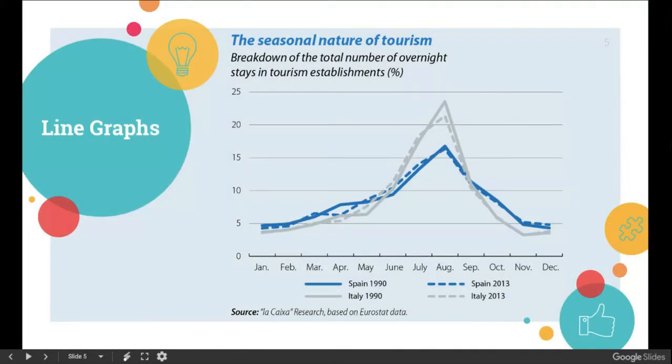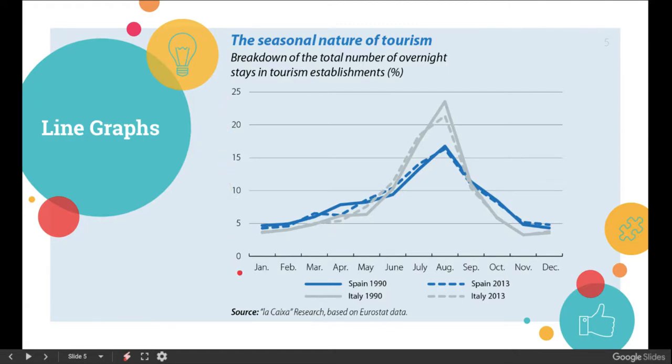So let's take a look at an example line graph. If you take a look at this line graph right here, the first thing you want to do is read the title. When we look up here, it says the seasonal nature of tourism, and then it says breakdown of total overnight stays in tourism establishments by percent. All right, so if you take a look at the left-hand column, the vertical axis right here on the line graph, it shows you the percent, 5% to 25% of overnight stays establishments.